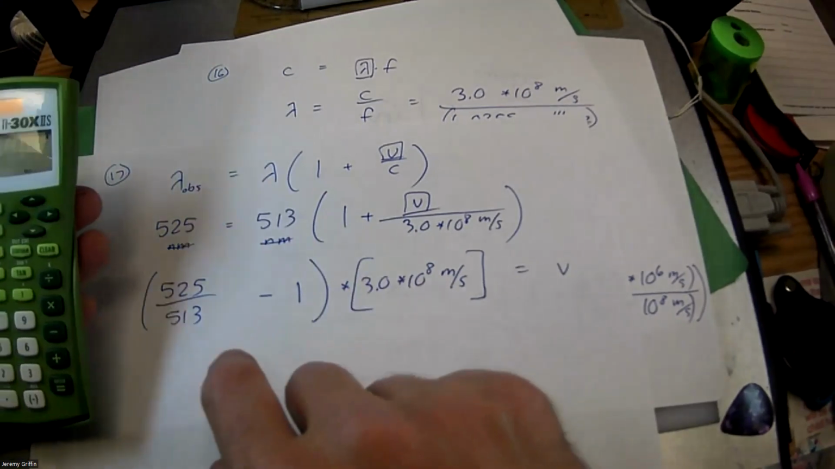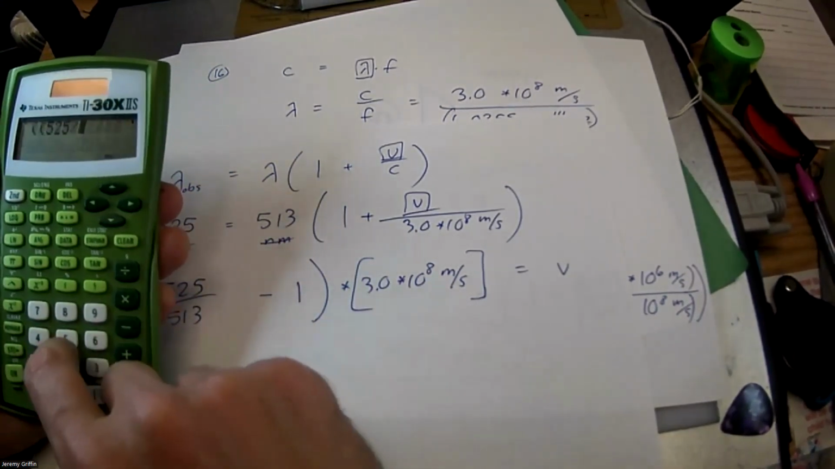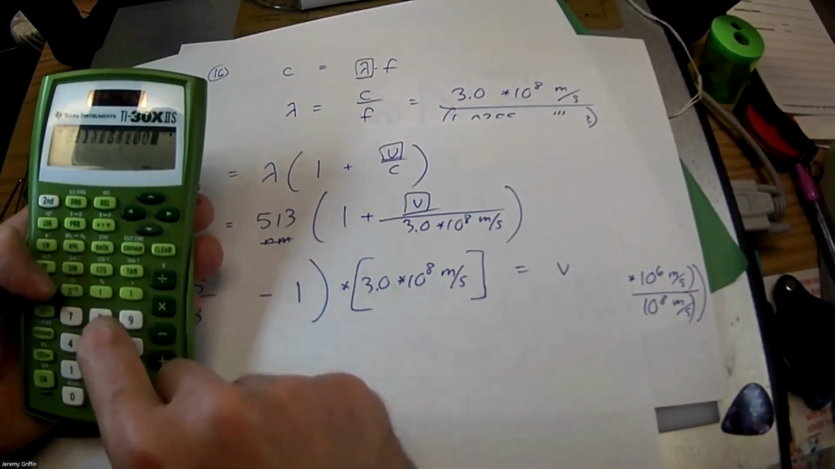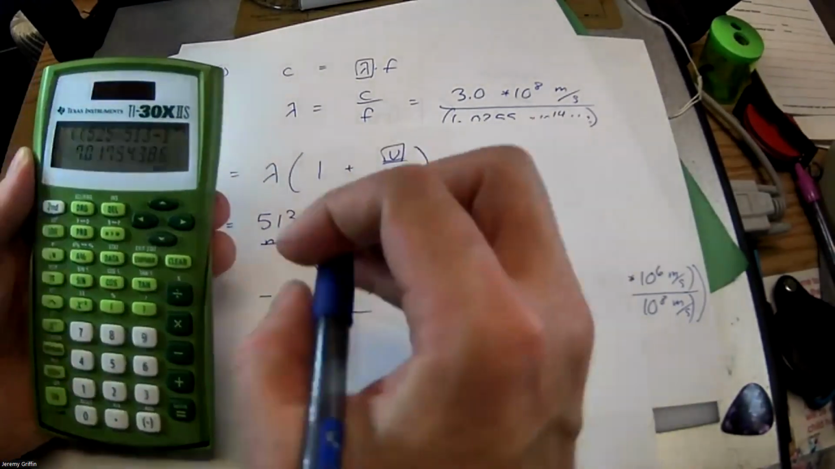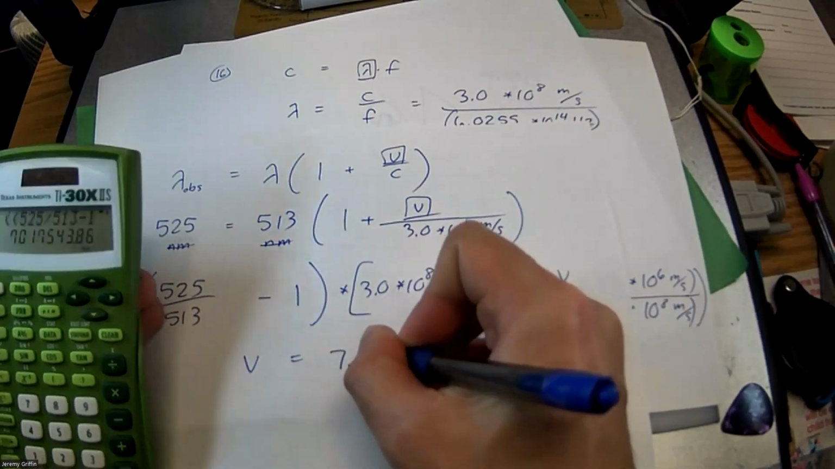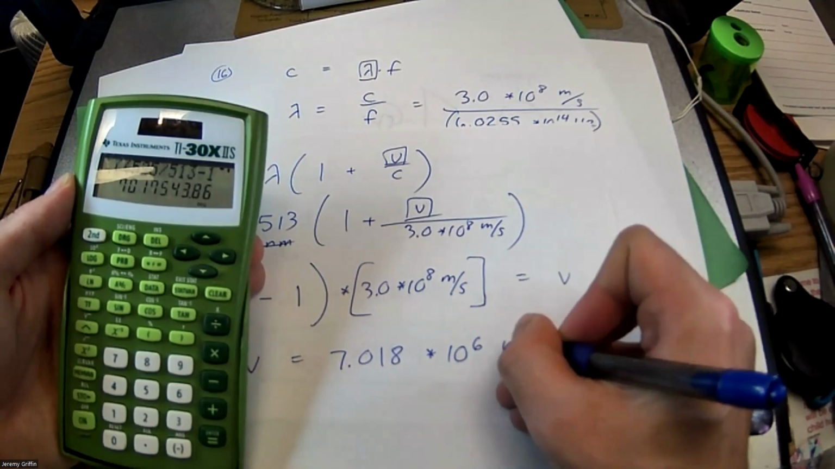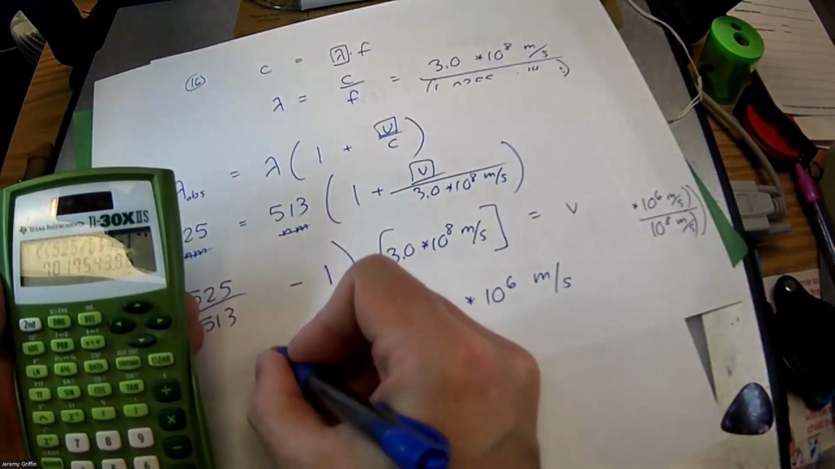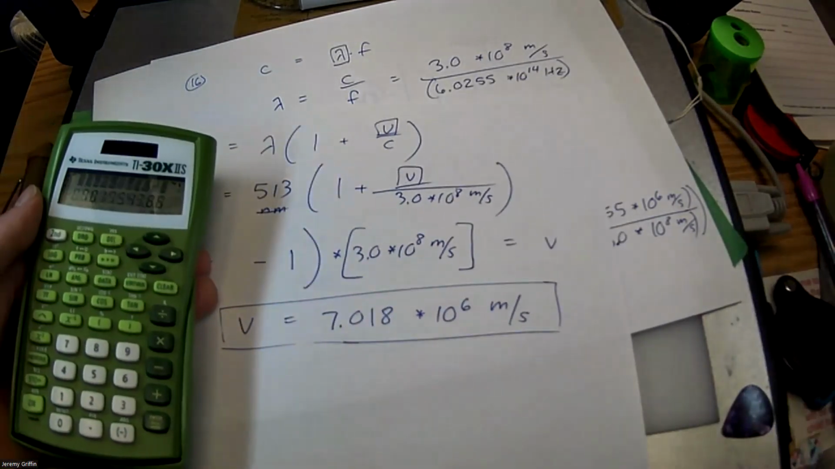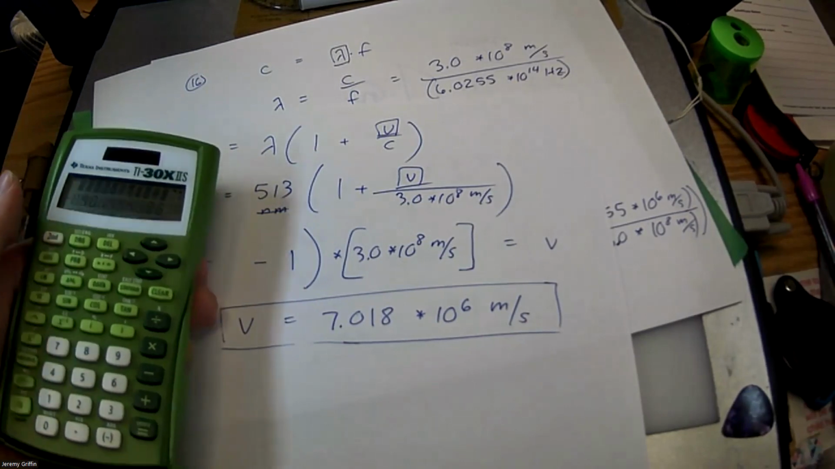Ooh, that sounds right. Let me confirm it, but I think you're right. That does sound right. 525 over 513, all minus 1, times 3 times 10 to the 8. Yeah, there you go. 7.0 times 10 to the 6 meters per second. Which is kind of in line. I mean, that's again pretty close to 2% of the speed of light. There you go. 2% of the speed of light.